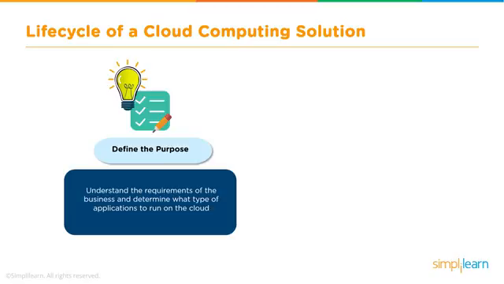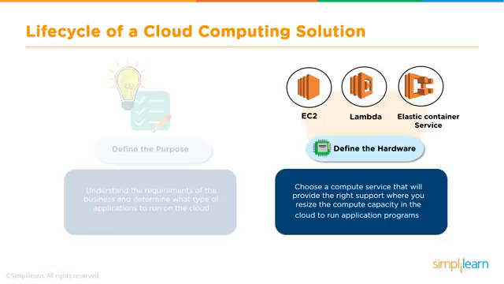Now let's talk about the life cycle of the cloud computing solution. The very first thing in the life cycle of a cloud solution is to get a proper understanding of the requirement. I didn't say get the requirement, but get a proper understanding of the requirement. It is very vital because only then will we be able to properly pick the right service offered by the provider. Getting a sound understanding, the next thing would be to define the hardware, meaning choose the compute service that will provide the right support where you can resize the compute capacity in the cloud to run application programs. Getting a sound understanding of the requirement helps in picking the right hardware. One size does not fit all.